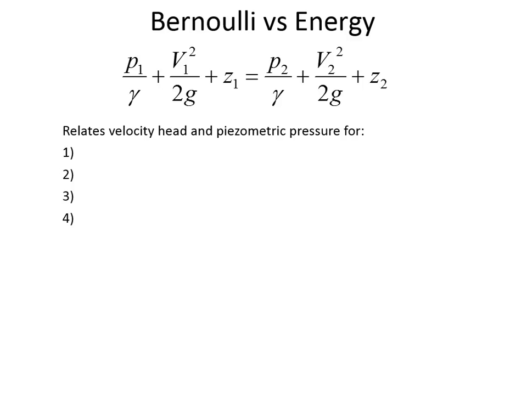Here is Bernoulli's equation, and what were the 4 limitations or assumptions that we applied when we were using Bernoulli's equation? Do you remember what those were? Incompressible fluid that's inviscid, which of course means it has no viscosity, steady flow, and along a streamline. So those were the 4 conditions that are supposed to be met to apply Bernoulli's equation.